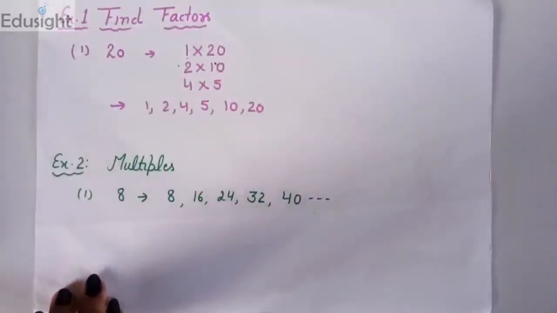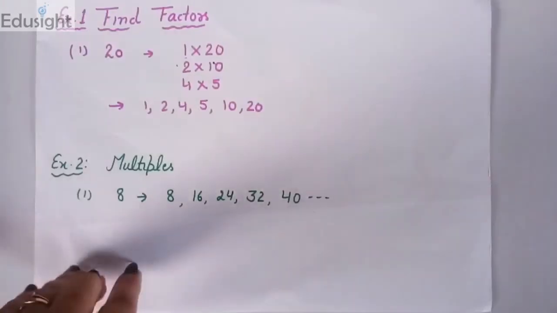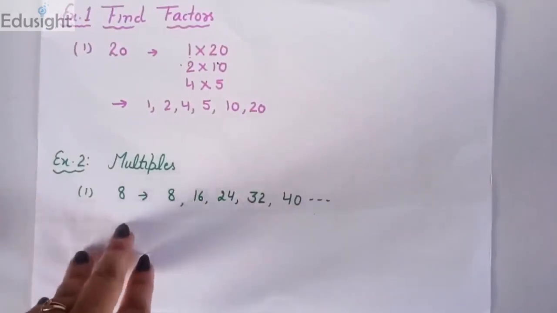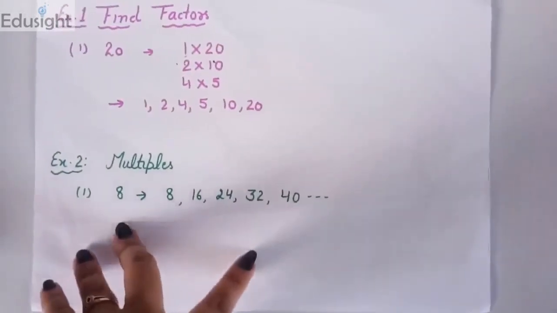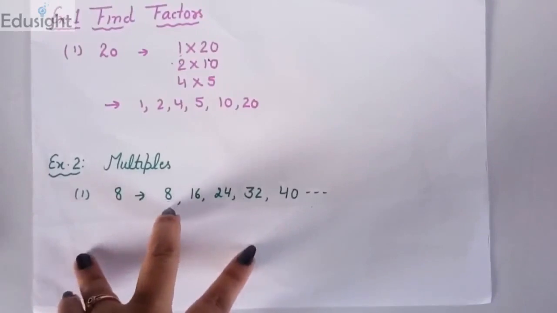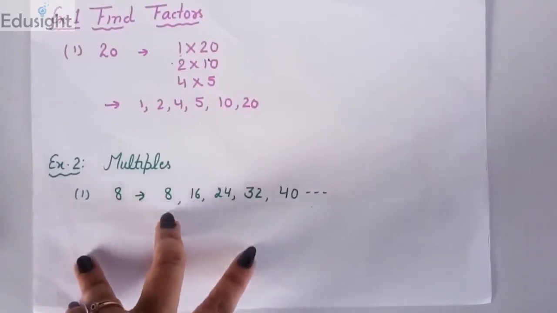So now example number 2, multiples. Here we have to find the multiples of any term. Whatever term they have given you, you need to write down the table of that particular number. So multiples of 8 are 8, 16, 24, 32.